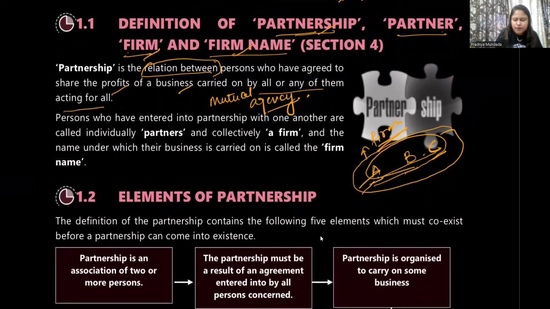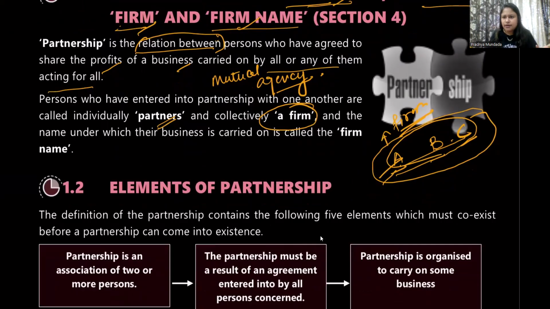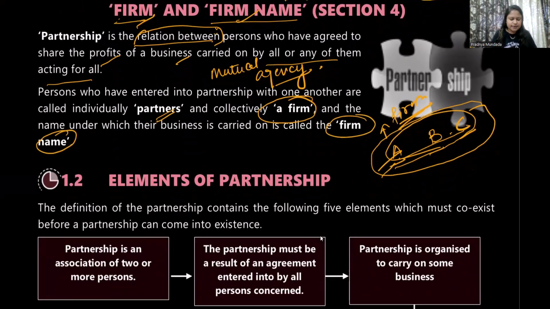Persons who have entered into partnership with one another are individually called partners, and collectively they'll be called a firm. Obviously, the name under which they're operating, like ABC and Company, or ABC and Associates, is called the firm name. And the name under which they're carrying on their business is called what? Firm name. Okay, that is the idea.